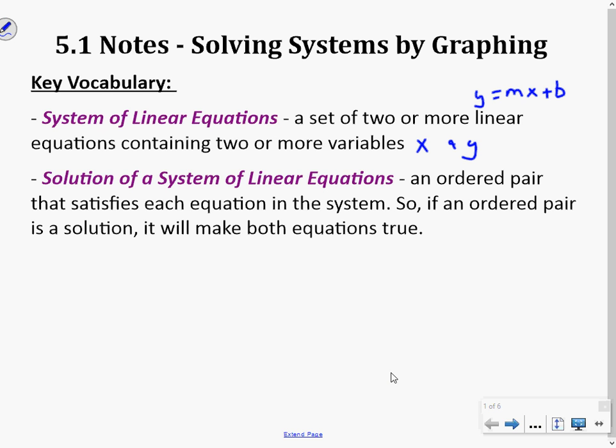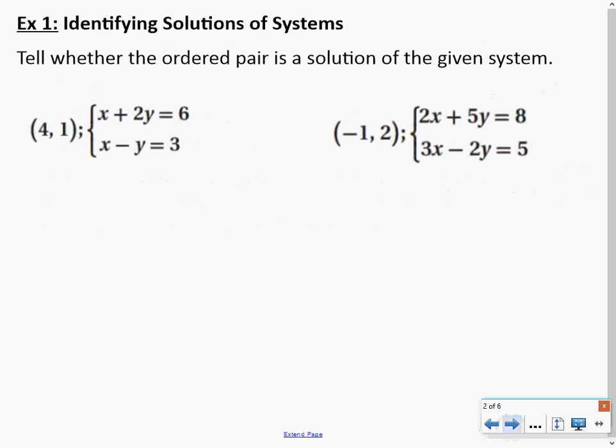Now, we're solving systems of equations, so the solution of a system of linear equations is actually going to be an ordered pair. The reason for that is we have an x and a y variable that we're solving for, so we're really finding a point. We're finding an ordered pair, which is always x and then y. Now, the solution to a system of equations is an ordered pair that makes both of the equations in our system true. So let's look at what that actually looks like.